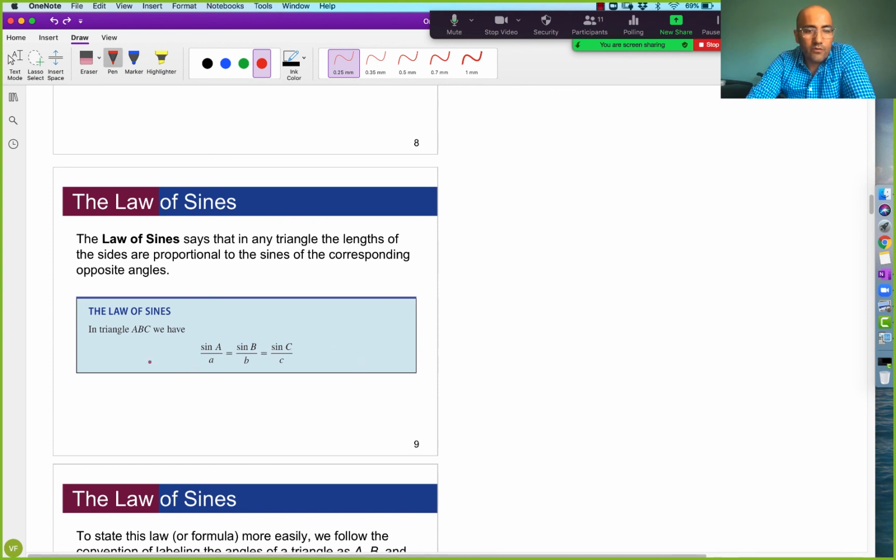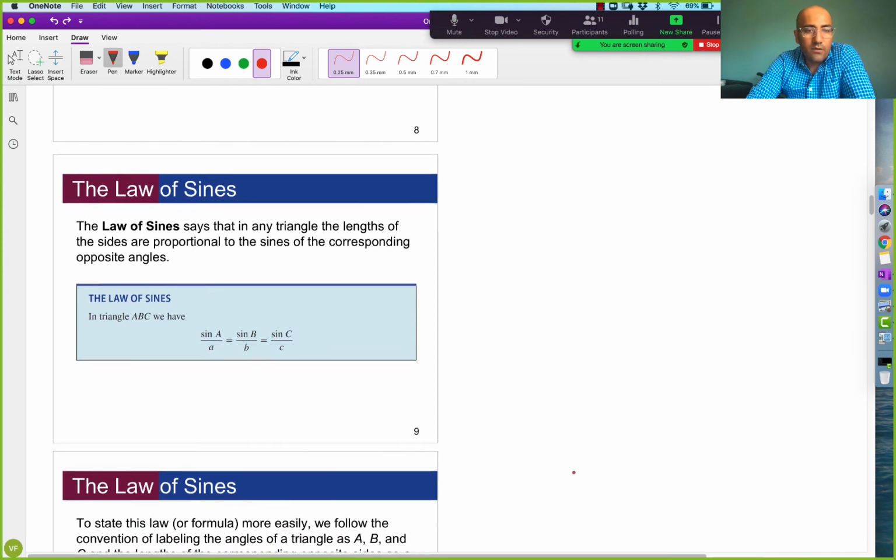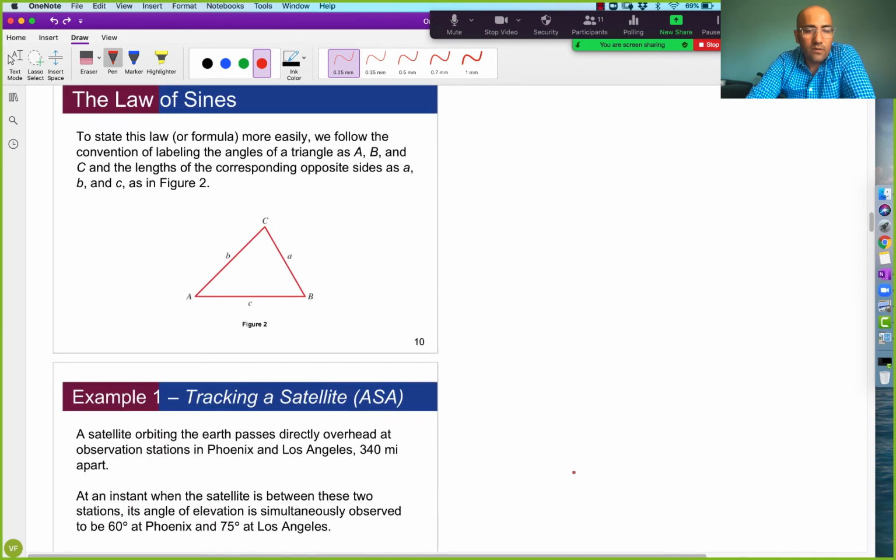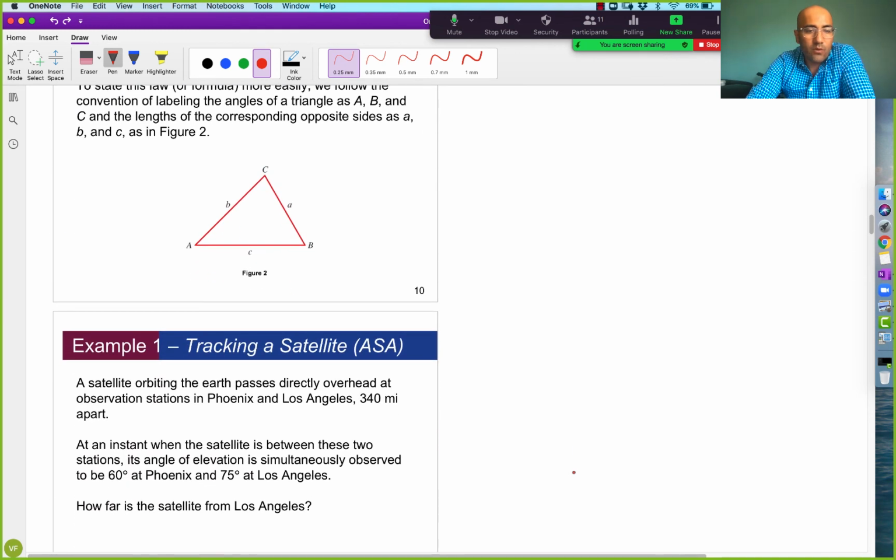If we have, so here it is, law of sines: sine A over A, sine B over B, sine C over C. Good. All right, let's just jump into an example.